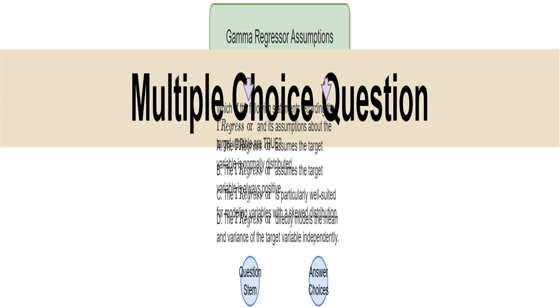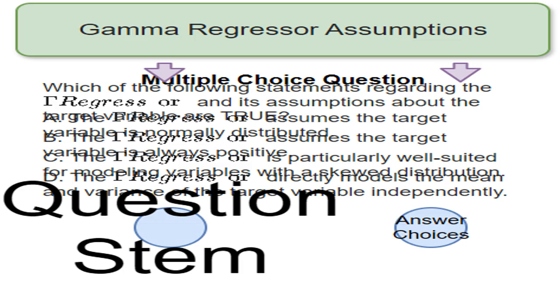We'll check how well you know the underlying math and which scenarios make the GammaRegressor shine. The question asks you to identify the true statements about the assumptions of the GammaRegressor when dealing with a target variable representing the time to an event, like equipment failure. It's important to remember that the GammaRegressor uses the gamma distribution, so understanding that distribution is key.